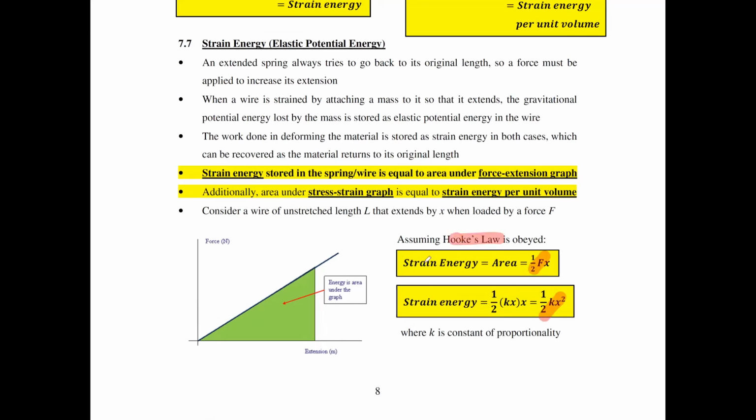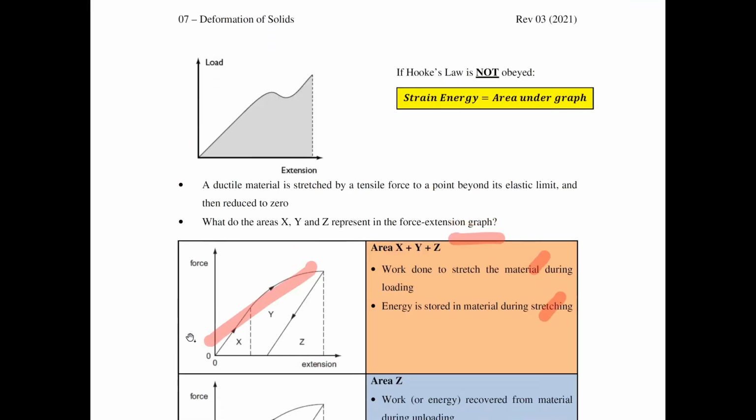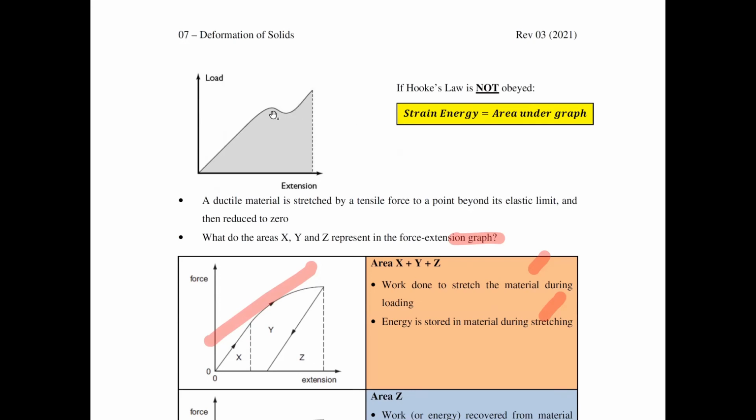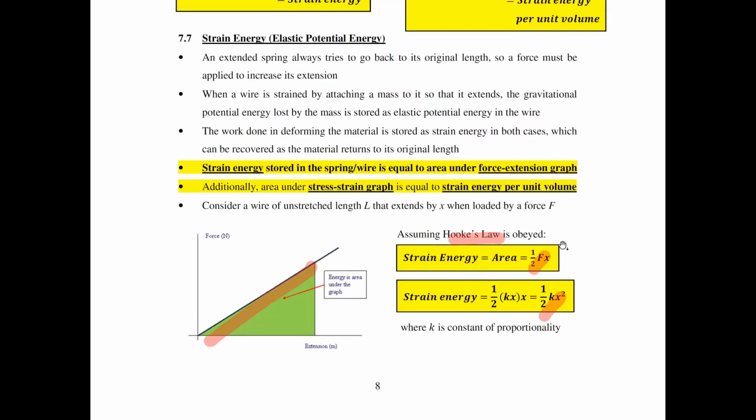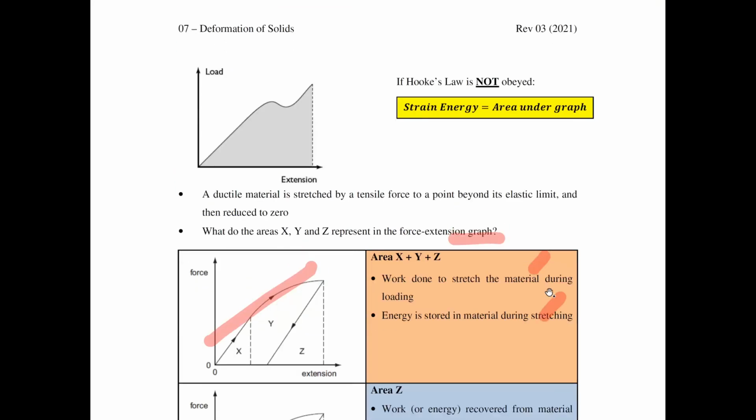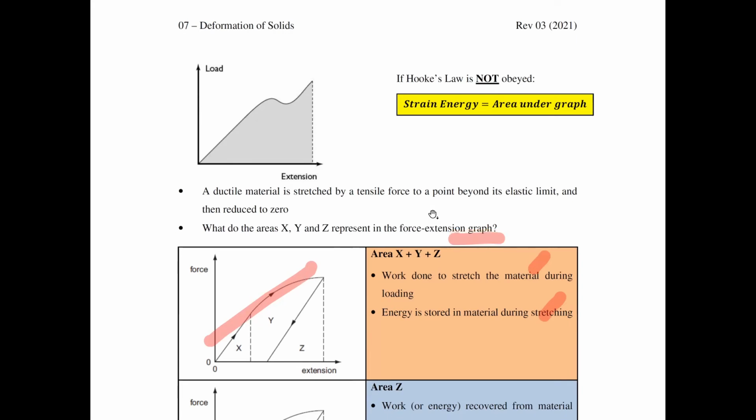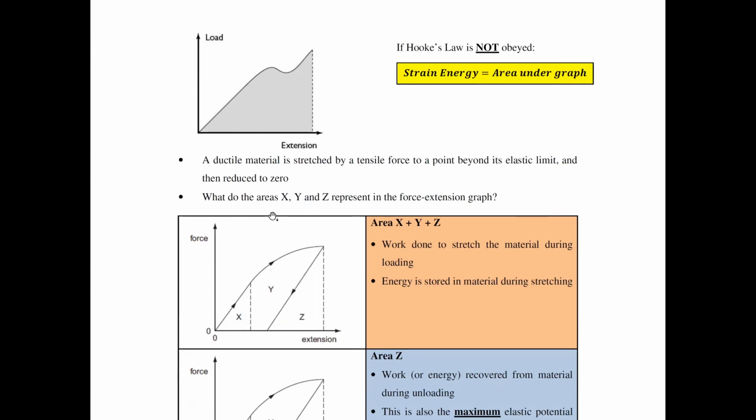Okay? Meaning to say it's a straight line. Only then can you use this. But in the case where Hooke's law is not obeyed, where you get something like this, you cannot use half Fx, you cannot use half Kx squared. Strain energy is just the area under the graph here. Okay, so that part is all right. Then after that, the last part will be what you see here.